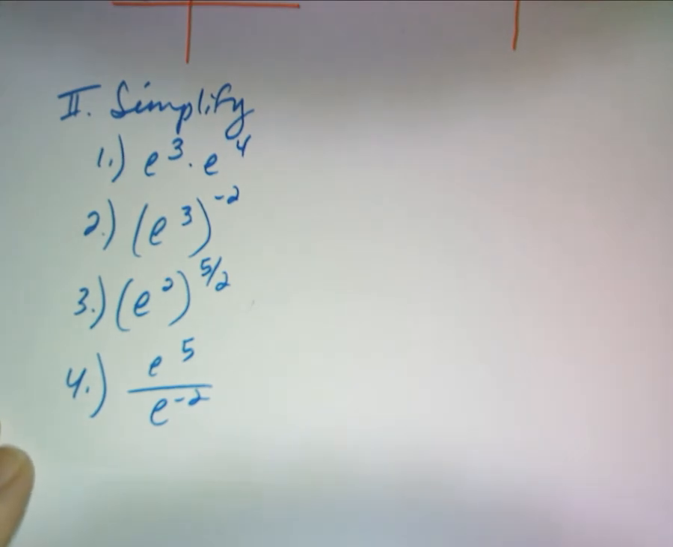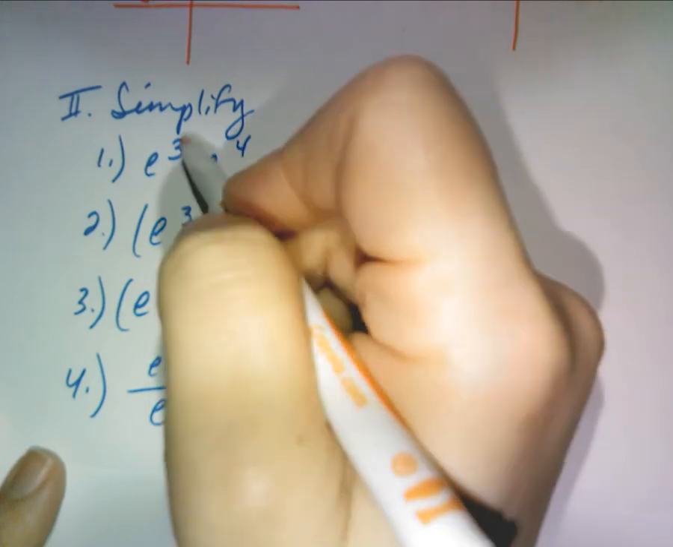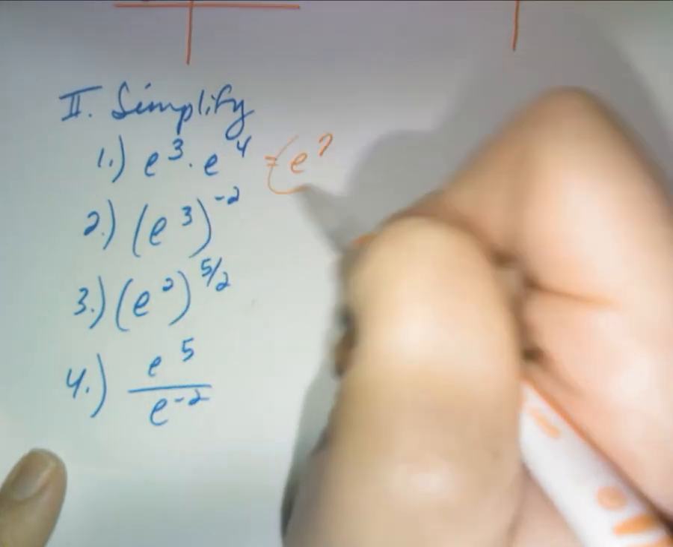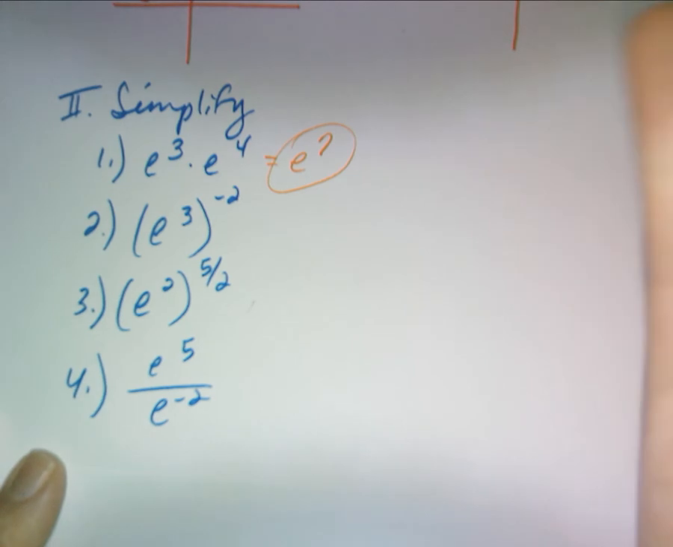Okay, again, e is a base, just like base 2, just like base 5, just like what you were doing last night for homework. It's the same rule. You keep the base and you do your exponent rules. So number 1, e to the 3 times e to the 4 would be what? e to the 7. Done. Don't tell me what e to the 7 is. You don't need the decimal. Just leave it as e to the 7.